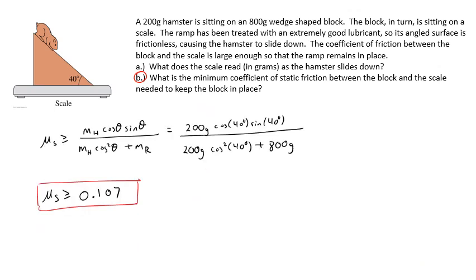So there you have it. There's the answer. If you plug in all the numbers, mu s has to be bigger than about 0.107, which is a reasonable number. If you get mu s which is much bigger than 1, it sort of causes you to question it. So this number seems reasonable. So it's a kind of tricky problem involving Newton's second law and Newton's third law. We had to use the action-reaction pair in a couple places. And I hope you found this video useful in solving these kinds of problems.